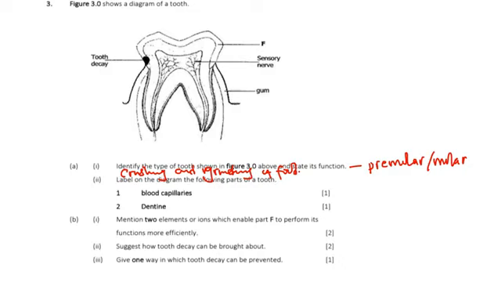Label on the diagram the following parts: the blood capillaries. Since it's showing sensory nerves, the blood capillaries are going to be right here, as you can see, although it's not that visible, you can see right inside there the blood capillary. So where the blood capillary is supposed to be found is just right here inside. You can put it there.